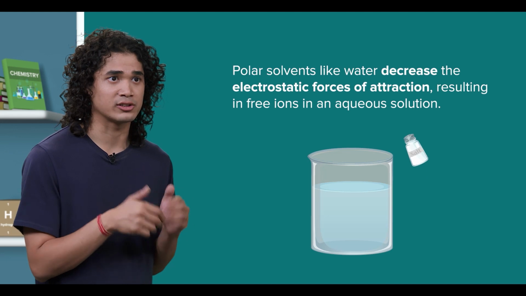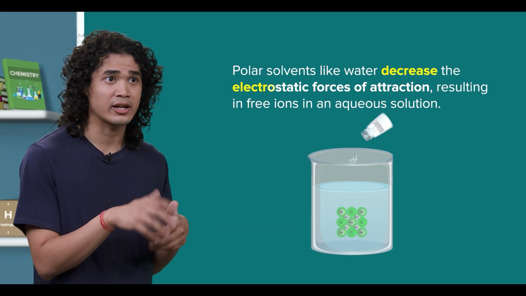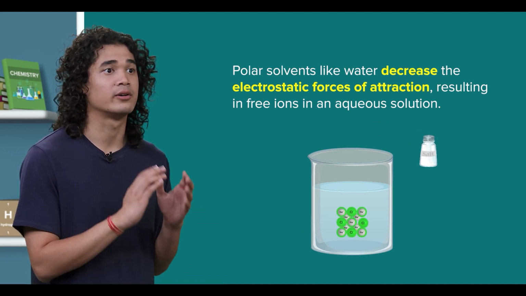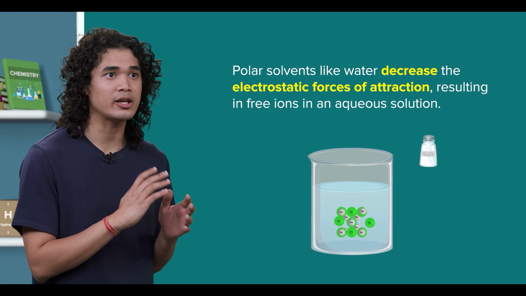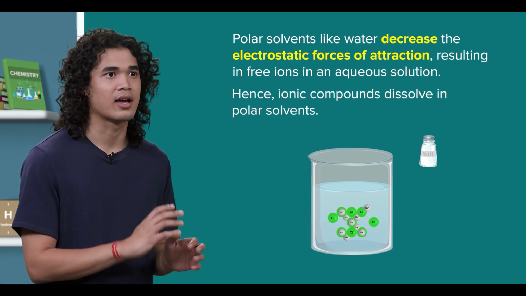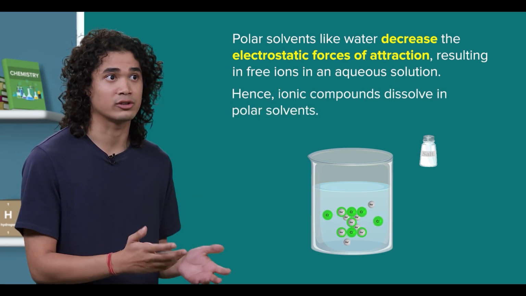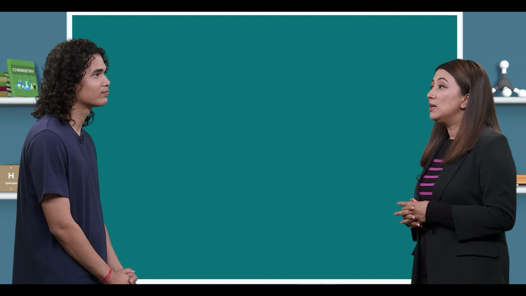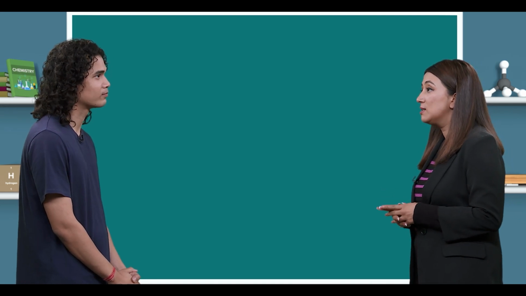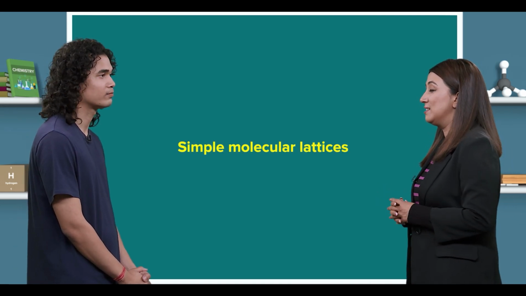And as you've learned from earlier chapters, most ionic crystals are soluble in polar solvents like water. Yes. I've also learned that polar solvents like water decrease the electrostatic forces of attraction, resulting in free ions in an aqueous solution. Hence, ionic compounds dissolve in polar solvents. That's right. Now let's move on to our next type of lattice, the simple molecular lattices.